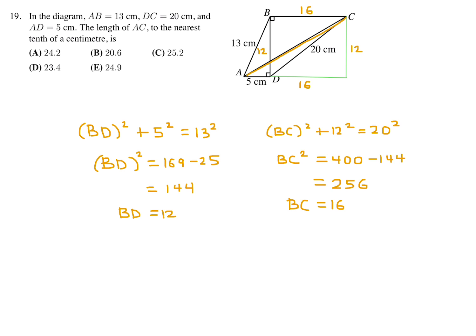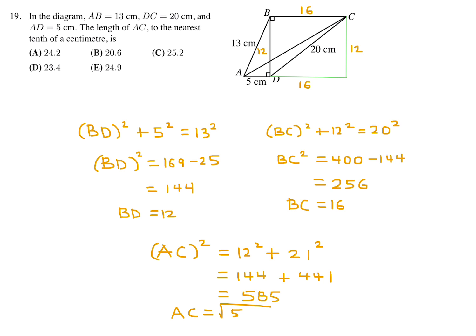Now we've got this triangle that we're going to use to figure out AC. So AC squared is going to be 12 squared plus this whole length right there, which is 5 plus 16, which is 21 squared. So that's 144 plus 441, which is 585. And therefore AC is the square root of 585. And if you do that, you get approximately 24.2. So number 19, the answer is A.